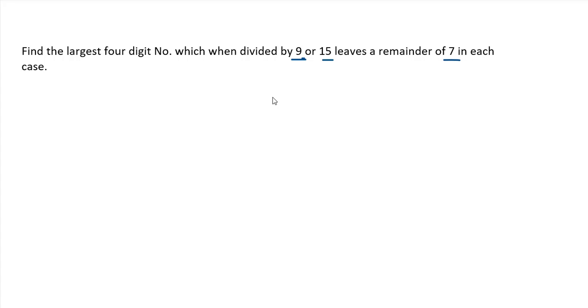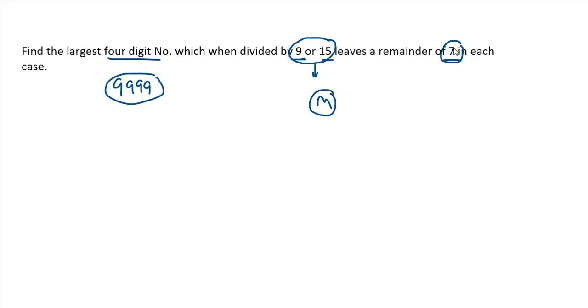Now we need to find the largest number which when divided by 9 or 15 will leave a common remainder of 7. As we know, the largest 4-digit number is 9,999. So we need to find a number which is less than this number such that when divided by 9 and 15 will leave a remainder of 7. So first of all, we will find the smallest number which is completely divisible by 9 and 15. And then we will find the largest 4-digit number which is completely divisible by 9 and 15. Once we get this number, let's say that number is m, to that number we can simply add the remainder, which is 7, and that will be our answer.